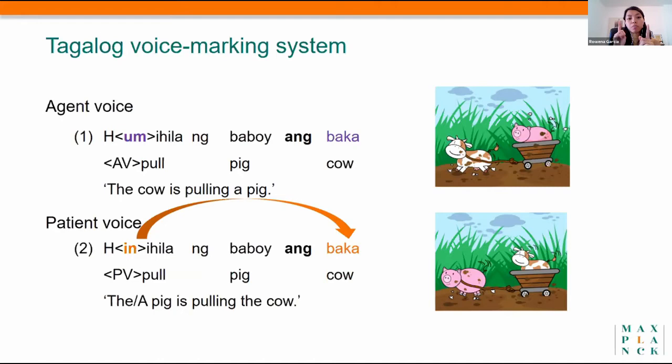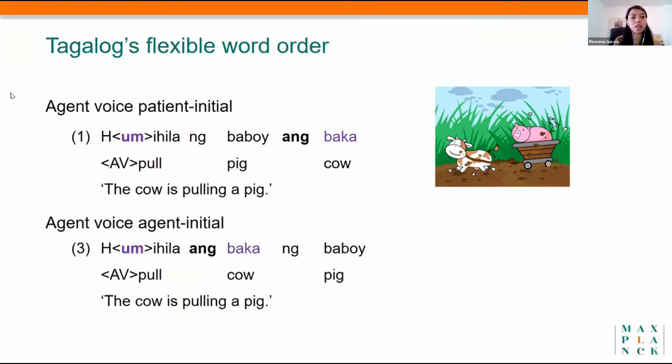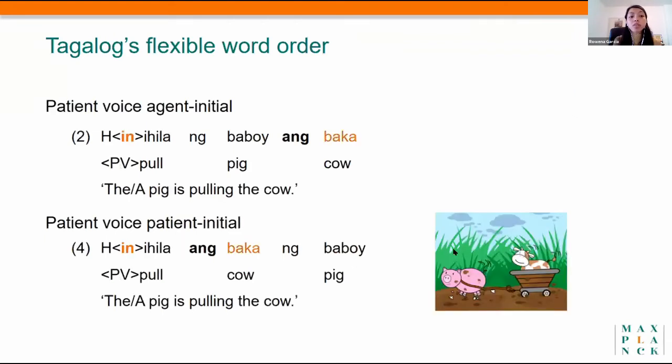So even if I change the positions of these noun phrases, if they have the same voice marker, there will be no change in interpretation. Let's take a look at this. So now both of these are in the agent voice. Even if here it's patient initial, this is agent initial, both mean that the cow is pulling a pig. And this is also the same with the patient voice, since it's the voice markers that assign the thematic roles.